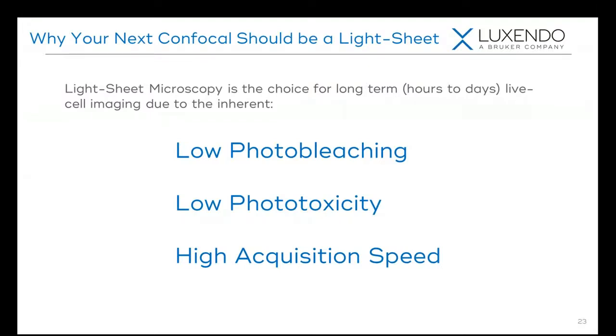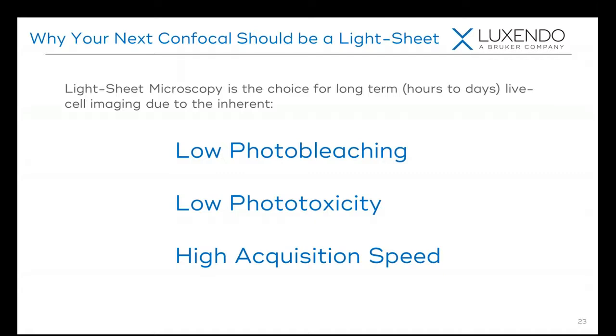So to recap so far, I've shown you the advantages of light sheet fluorescence microscopy, and by changing how we illuminate our sample, we can make better use of our photons, minimize photobleaching and phototoxicity, and still maintain a high acquisition speed.